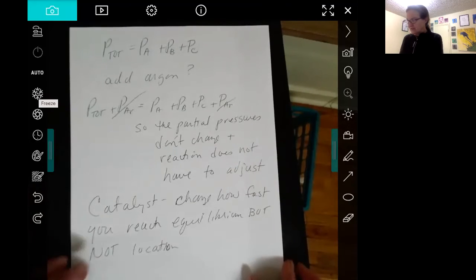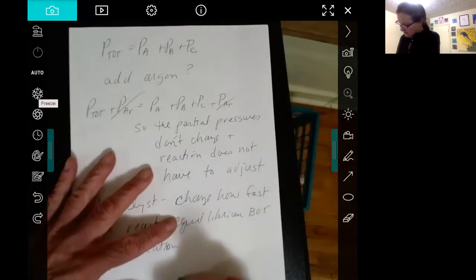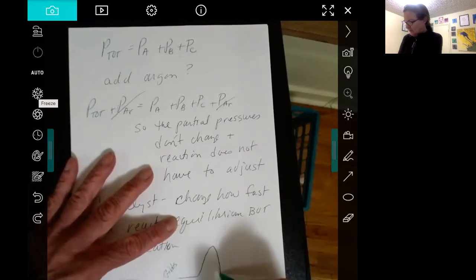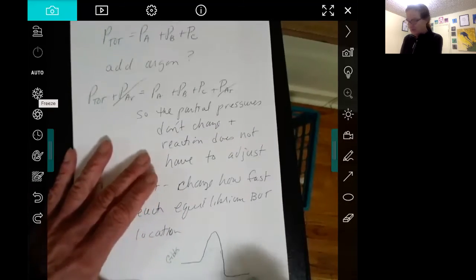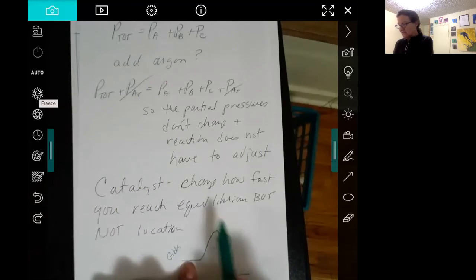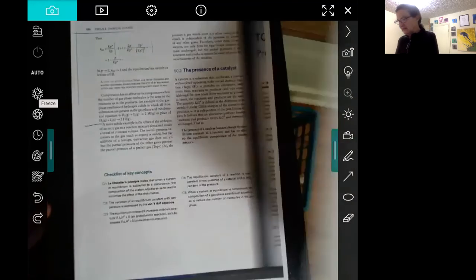The only other one they talk about in this section is adding a catalyst. A catalyst will change how fast you reach equilibrium, but not the location. So we'll think a lot more about reactions, Gibbs energy and reaction coordinate. Equilibrium doesn't shift if you add a catalyst and the rate increases. It's the difference in Gibbs free energy of the reactants and products that determines the equilibrium. So it will impact how quickly you get there, but not where it is.